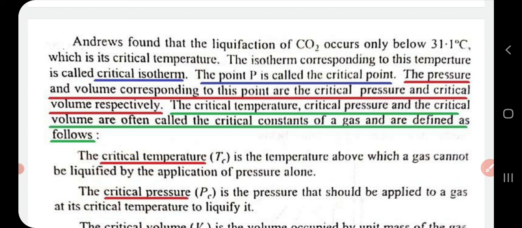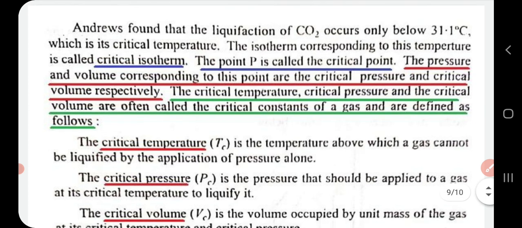The point P is called the critical point. The pressure and volume corresponding to the critical point are called critical pressure and critical volume respectively. So the critical temperature, critical pressure and critical volume are together called the critical constants of a gas, and they are defined as follows. This session is very important.